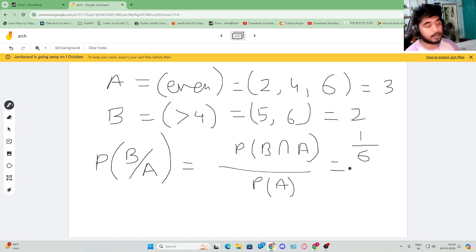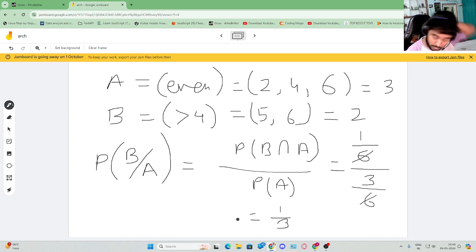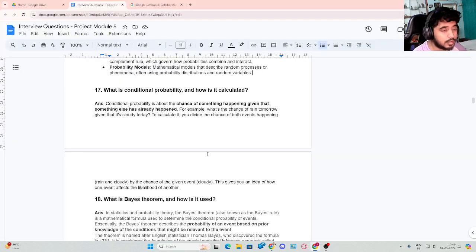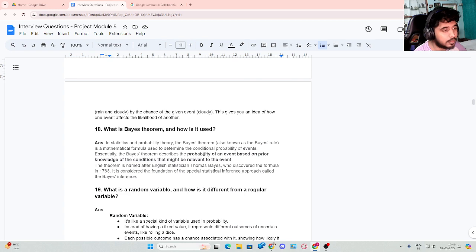So the probability of B intersection A is 1 by 6, and the probability of A is 3 by 6. So what is the conditional probability of B given A? It is equal to 1 by 3. So that is how conditional probability works, and that is the formula for conditional probability.